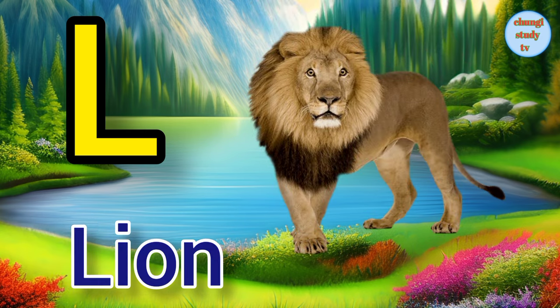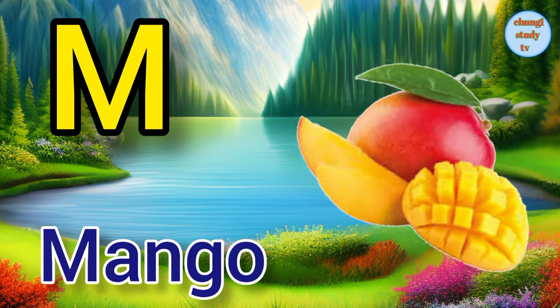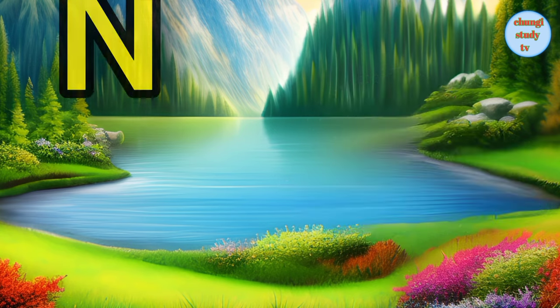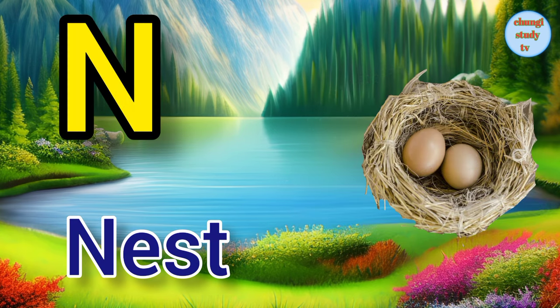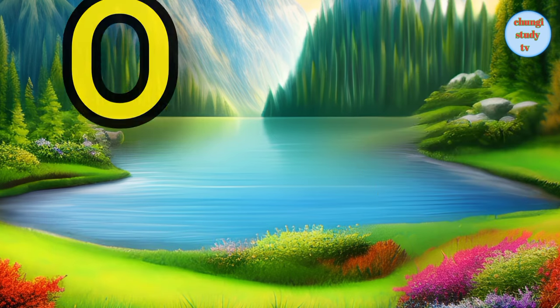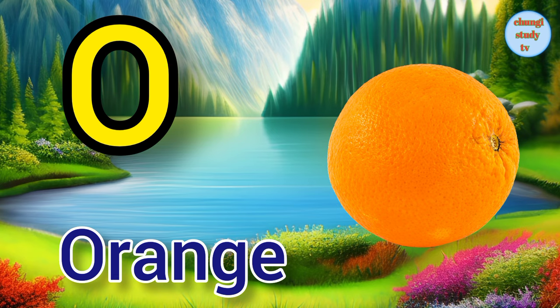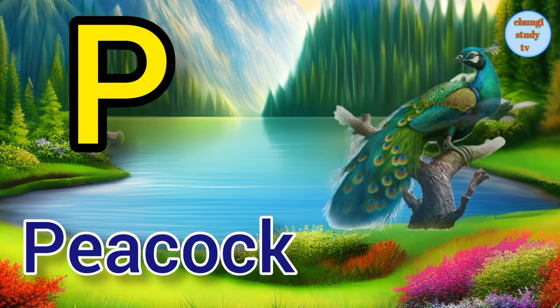Lion means sher. M, M for mango. Mango means aam. N, N for nest. Nest means ghosla. O, O for orange. Orange means santara. P, P for peacock.